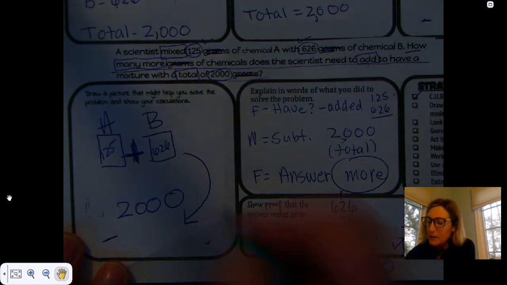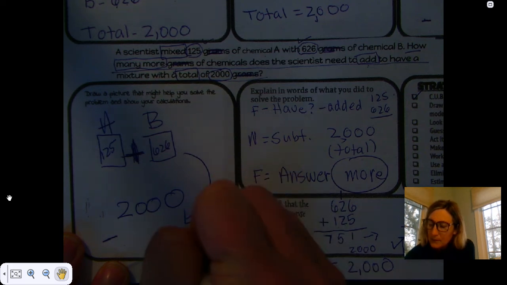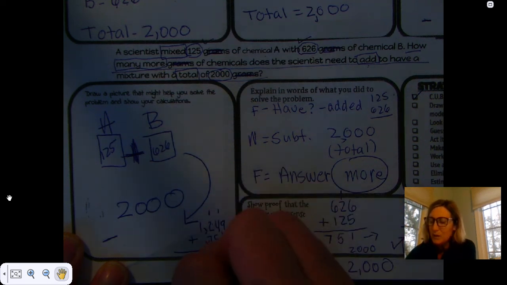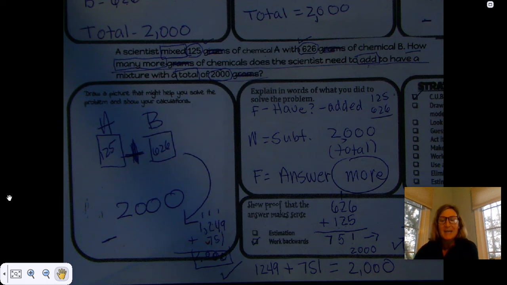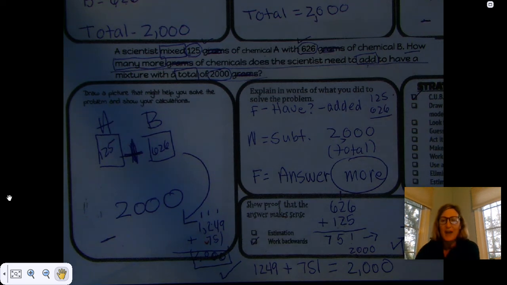You could come over here, maybe. We might leave a little bit more space next time and double check. 9 plus 1 is 10. 5 plus 4 is 9, plus 1 more is 10. 7 plus 2 is 9, plus 1 more is 10. Put our comma, and there is our 2,000. So we double checked by adding our 1,249 plus our 751, and we got our 2,000.